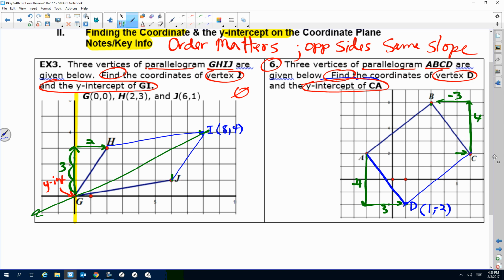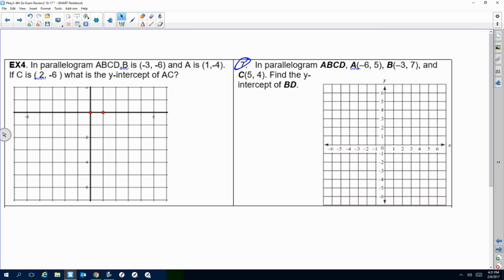Now, they want us to find the y-intercept of CA. That's the diagonal. Where does this line touch the y-axis? Right there, that's where our y-intercept is, and that is at 2. If I order pair, that would be 0, 2. But they just want the number that represents the y-intercept, so that would be just 2. Y-intercept 2.